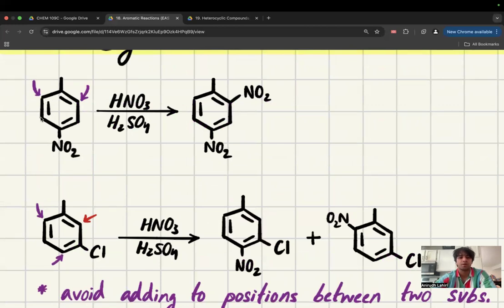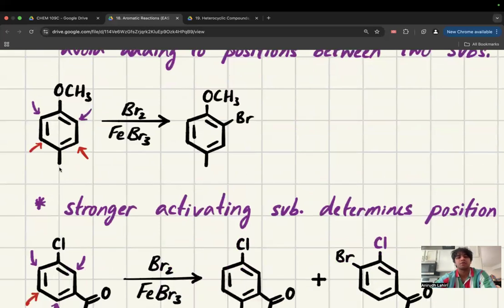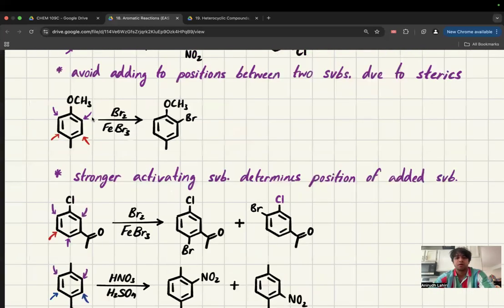Like these positions here are well aligned with this and this group. However, now we have a two donating group. So what do we care about more? We care about the stronger activating group, and that's the thing that's going to determine the position. So we're going to add here or here. And even though those positions are meta to this, and methyl is technically ortho slash para directing, this is a stronger electron donating group, so it'll beat out the effect here. So we'll get addition here or here.